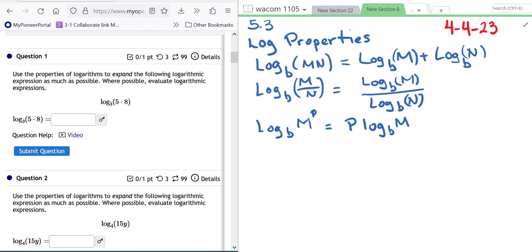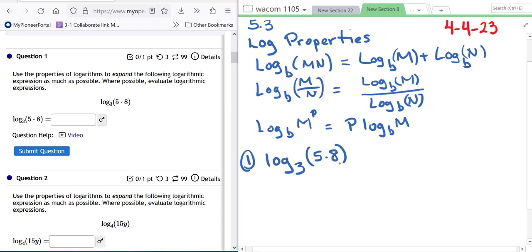All right, so question 1 is going to go with the first property because this is the log of a product. And so we just write it: log base 3 of 5 times 8 is the log base 3 of 5 plus the log base 3 of 8. And you have to look and see if these will simplify. These are not going to simplify. You cannot rewrite the 5 in terms of 3 to a power, nor the 8.